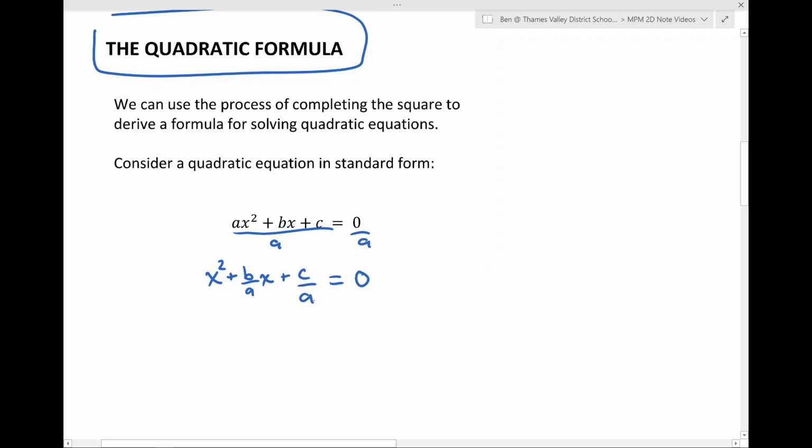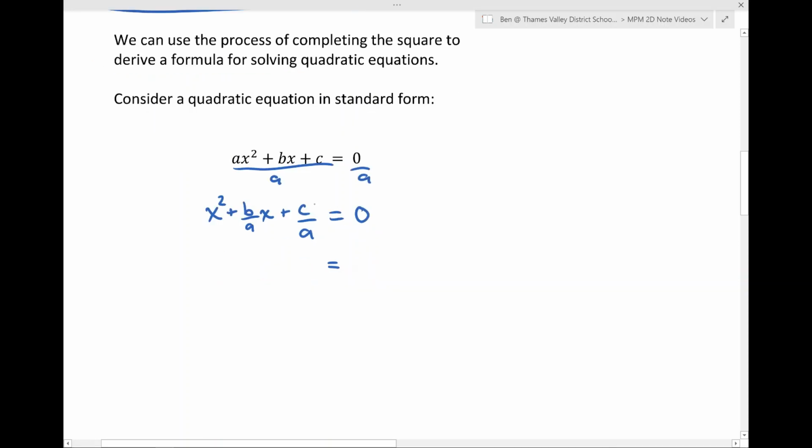Perfect. Now from here, just in a similar way to how we completed the square in the past, we're going to separate this third term from the first two. So we're going to subtract c over a from both sides in order to move that term over to the right-hand side. So we have -c over a on the right-hand side, and on the left side, we're left with x squared plus b over a times x, and that's it.